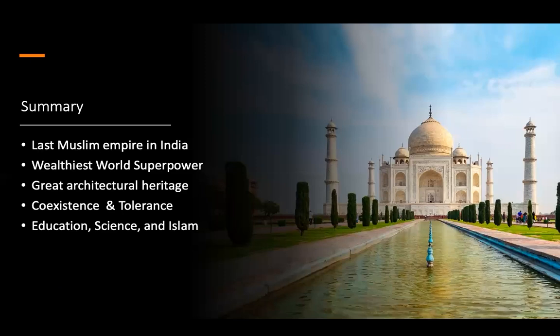So in summary, remember the Mughal Empire was the last Muslim empire in India. It was the wealthiest world superpower and one of three gunpowder superpowers. You can still see its great architectural heritage. It was an era of political coexistence between Muslims and Hindus. If it were not for Britain, things would have been different. Remember, through education, they always encouraged the care of science, and they spread the word of Islam in India and neighboring countries.